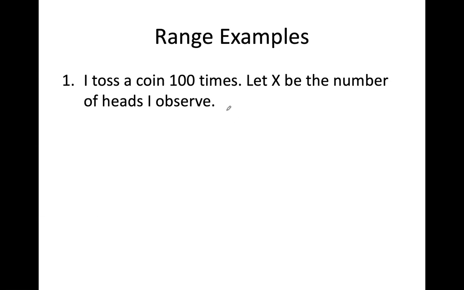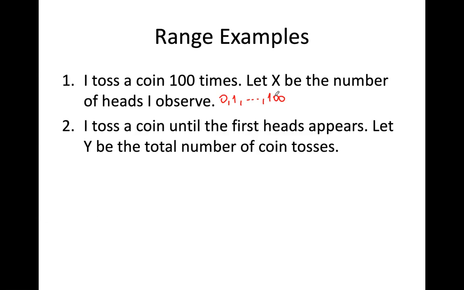I would either obtain no heads, or one heads, or 100 heads. All of the possible outcomes might be heads, and so the number of heads might be 100, right? So if I toss a coin until the first heads appears, let y be the total number of coin tosses.